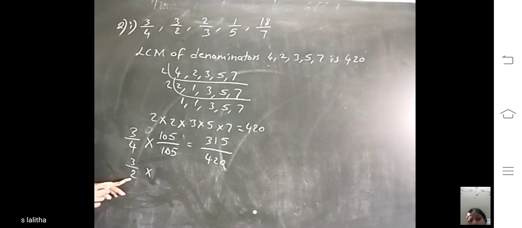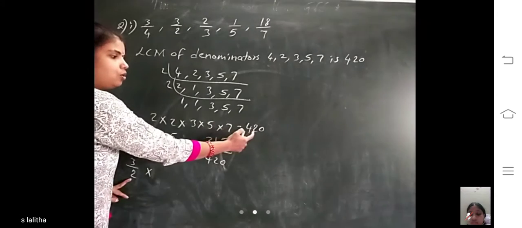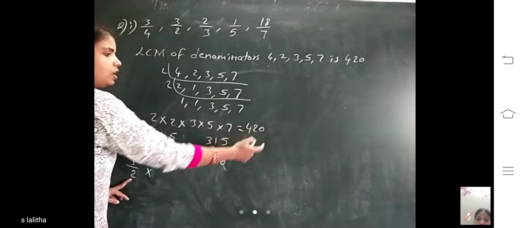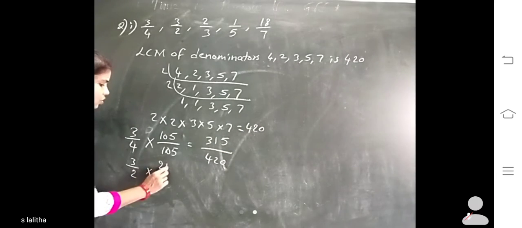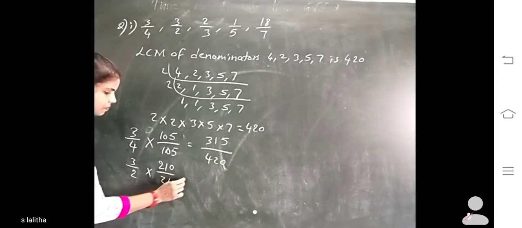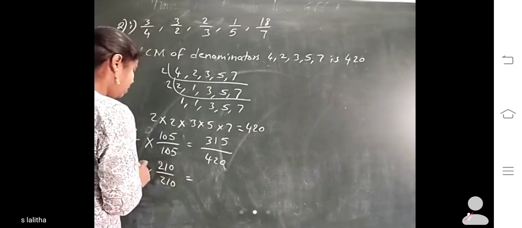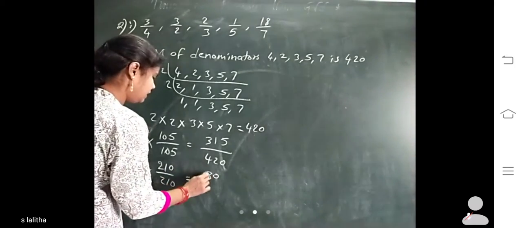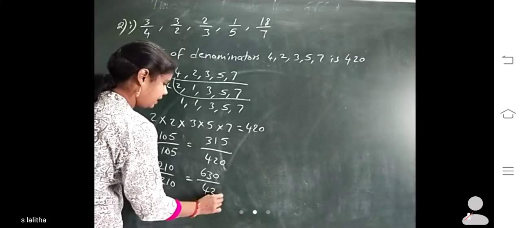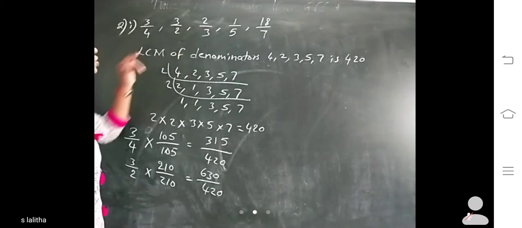In the 2 table, how many times 420? 2 times 1 times 0, and 210. So 210 times. So 3 into 210, how much? 3 0s are 0, 3 1s are 3, 3 2s are 6, so 630 by 420. Next one is 2 by 3.